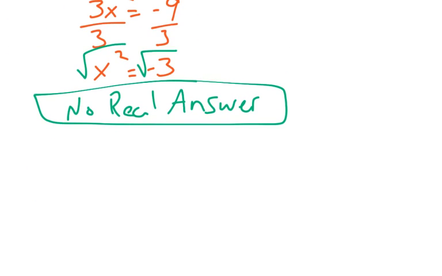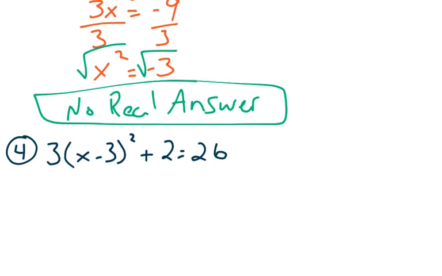All right, I want to show you one more. I'm running out of space here. This is the bottom of the page. Number 4, 3 times x minus 3 squared plus 2 is equal to 26. Okay, so if I covered up this 26 and I told you to evaluate this side of the equation when x was 100, just picking a number.